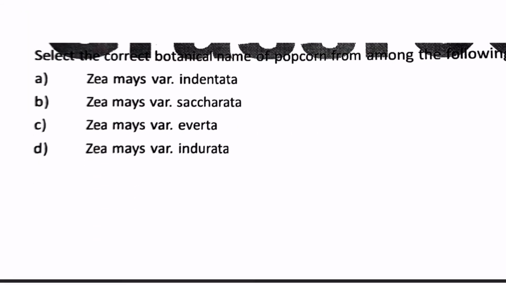Next question. Select the correct botanical name of popcorn from among the following. A, Zea mays variety indentata. B, Zea mays variety saccharata. C, Zea mays variety everta. D, Zea mays variety indurata. Well, popcorn is Zea mays variety everta. Our answer is C.